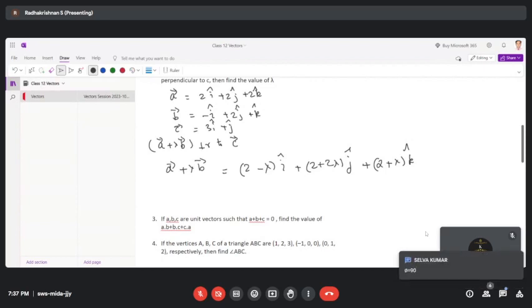So if they are perpendicular, dot product, or scalar product. Two vectors are perpendicular to each other, zero, sir. Correct. That means their dot product is zero. So that is what you have to apply.